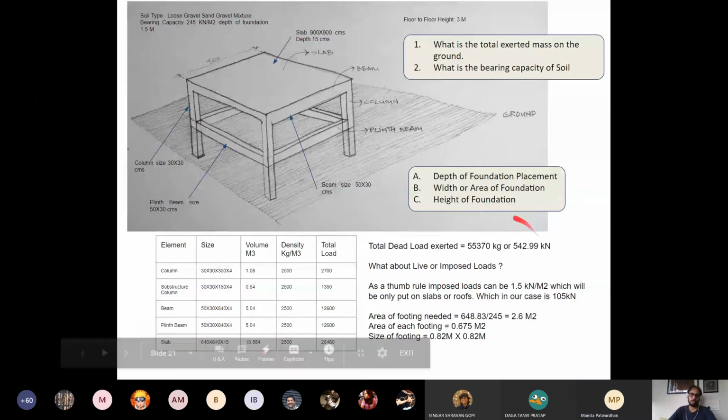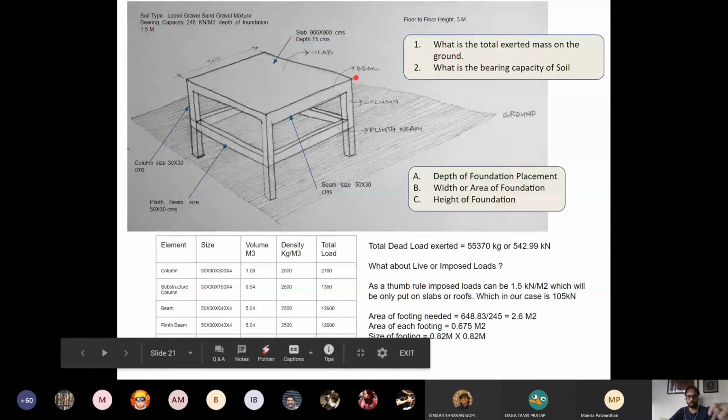So if you see earlier, this is a 9 meter by 9 meter slab. The column size is 30 centimeters by 30 centimeters. There's a plinth beam which is 50 centimeters by 30 centimeters cross section. There is a beam which is also 50 centimeters by 30 centimeters. What are we trying to calculate? What is the total exerted mass on ground by this structure, and what is the bearing capacity of soil?